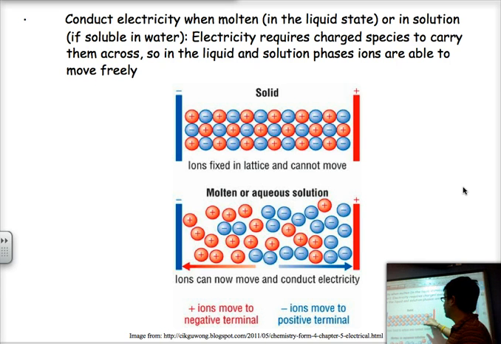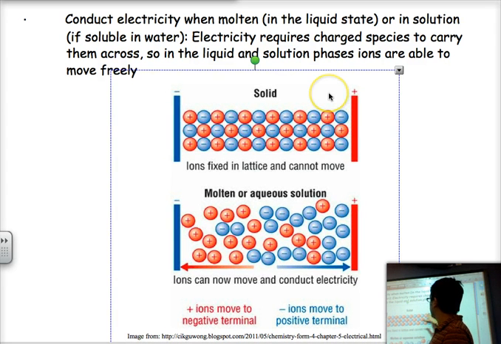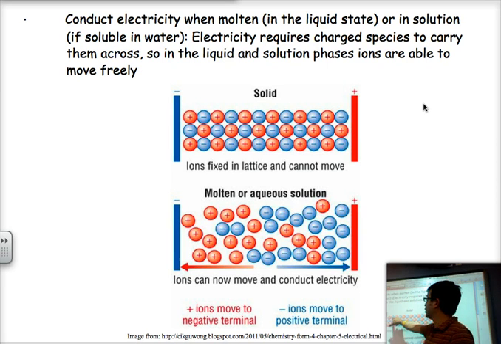Here's the thing. In the solid phase, those ions are not capable of moving because they are rigidly in place. But if you melt the compound, if you have it in the molten state, or if you put it into solution, if you dissolve it into water, those ions are free to move towards the positive electrode or the negative electrode, and that carries electricity. So the motion of charged particles is what carries electricity across a substance.